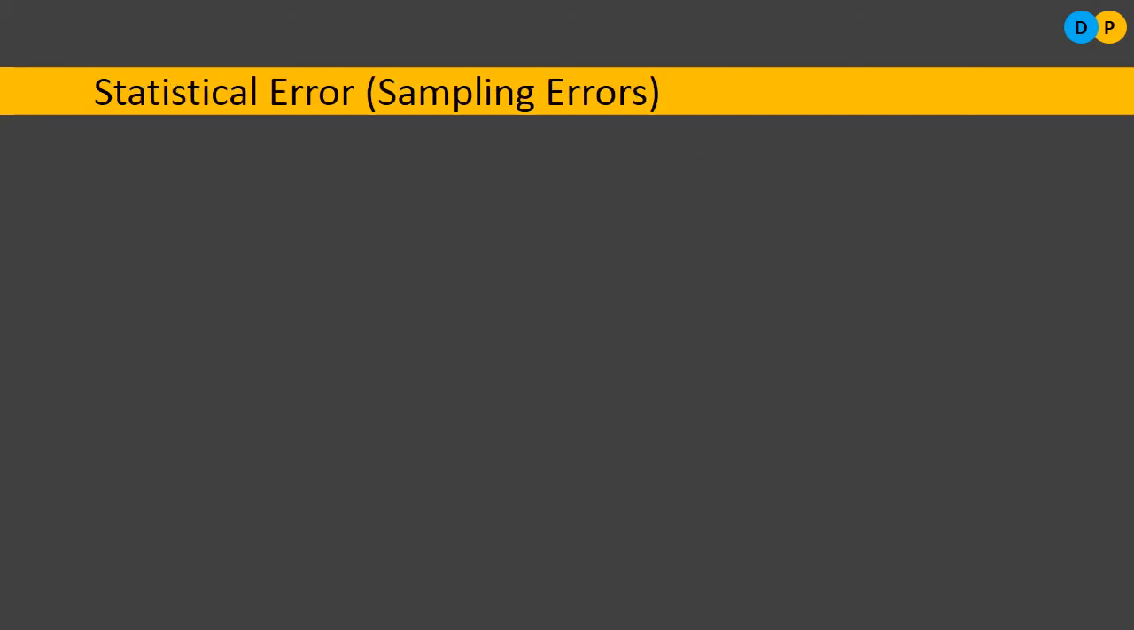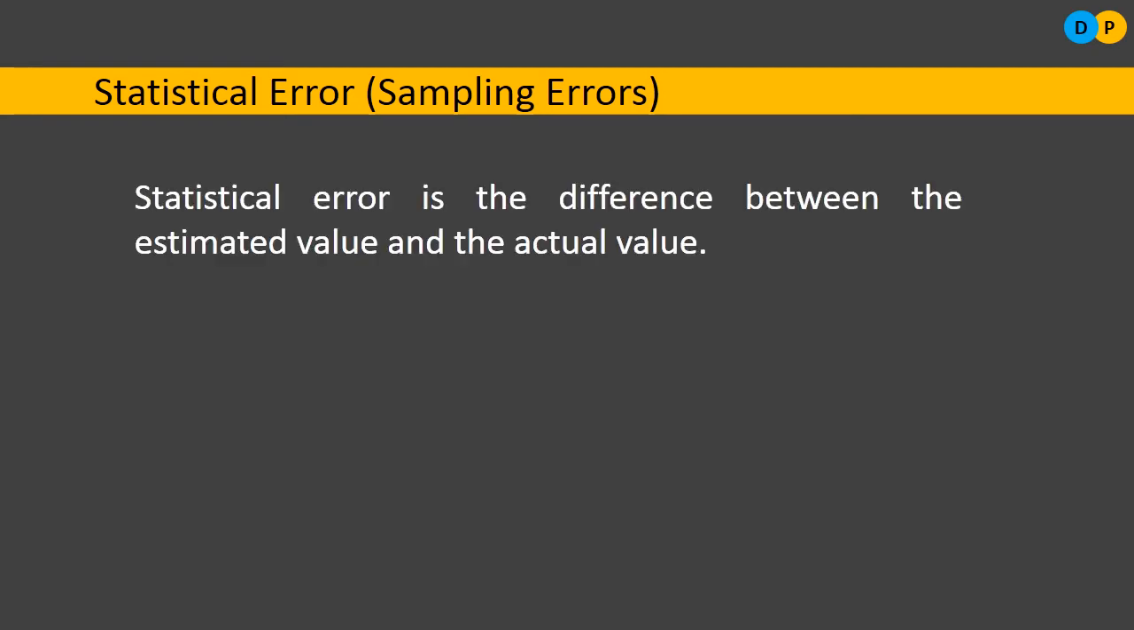Next, another important terminology that we are going to come across is statistical error. Statistical error is nothing but sampling error. While choosing a sample from the population, we will encounter or make some mistakes. So these mistakes are studied here. What are the different types of errors? So what is statistical error? Statistical error is a difference between the estimated value and the actual value.